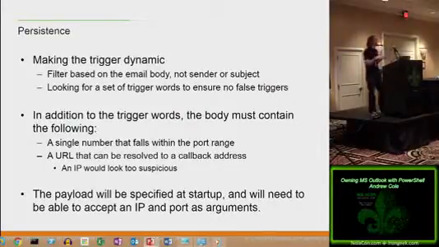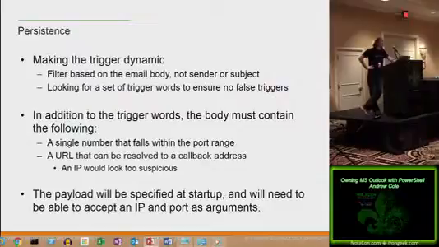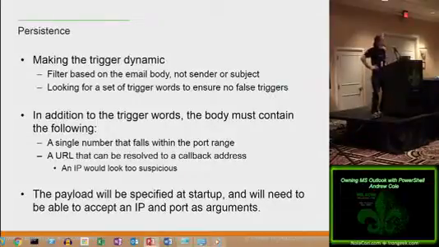When it finds those trigger words, it's going to look through the email and find a URL. If there's a URL in the email, it will take that URL and do an NS lookup on it in the background so that it pulls an IP address from that URL. That way, if you just modify your name record to point to a different IP address, it'll call out to a different IP. Also, we need a port, not just an IP.